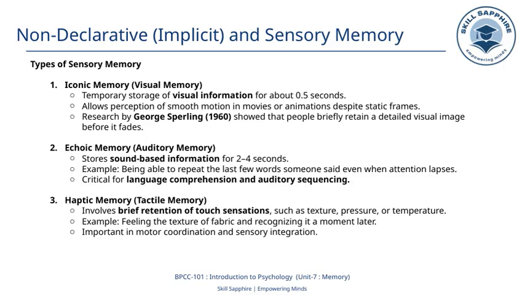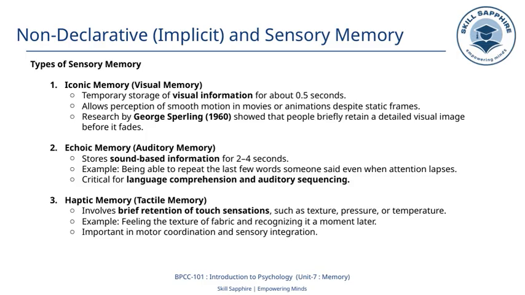Next, there's echoic memory, which is our auditory counterpart. It stores sound-based information for about 2 to 4 seconds. Imagine hearing someone say a few words and being able to repeat them even after you've momentarily lost focus. That's echoic memory at work. This type of memory is critical for understanding language, as it helps us process and sequence sounds in speech.